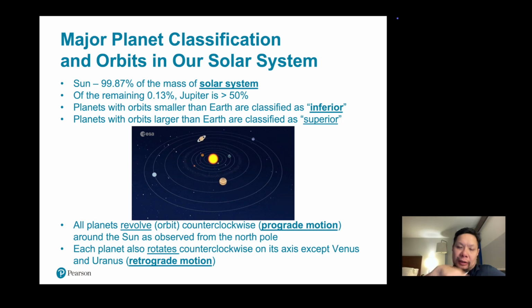Revolving around the sun means they're going around the sun. All planets will revolve around the sun in counterclockwise motion when you look at it from the top, right? But if you look at their actual rotation, the planet turning around, they all also do counterclockwise rotation except for Uranus and Venus. They do clockwise rotation, so they actually rotate the opposite direction that they're revolving, which is kind of weird.